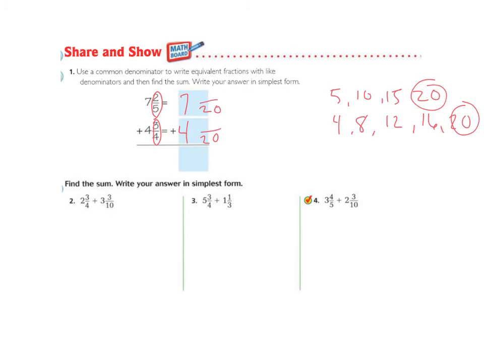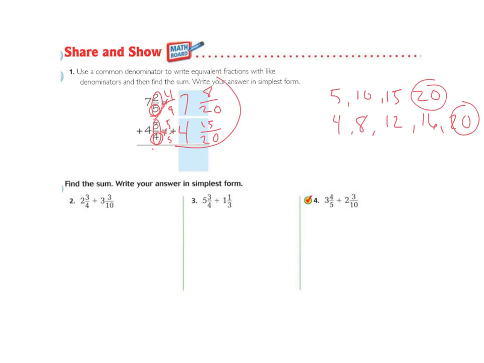Now, in order to make this 4 be a 20, I have to multiply it by 5 over 5, because 5 times 4 is 20, and 5 times 3 is 15. So now I'm looking over here. In order to make this 5 be 20, I have to multiply by 4 over 4, right? So 4 times 2 is 8, and 4 times 5 is 20.